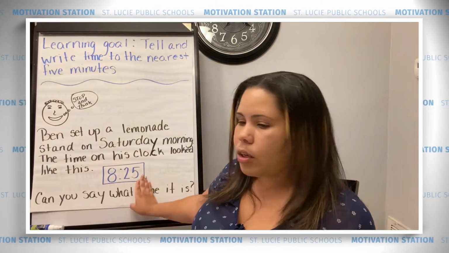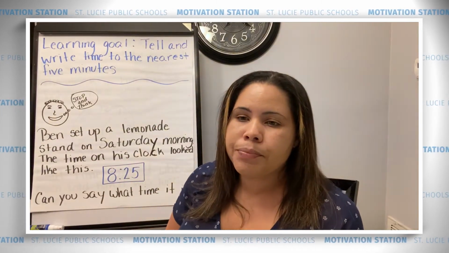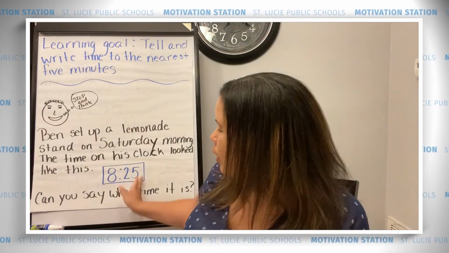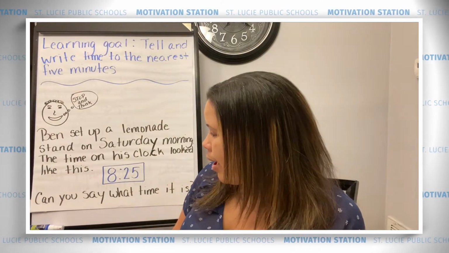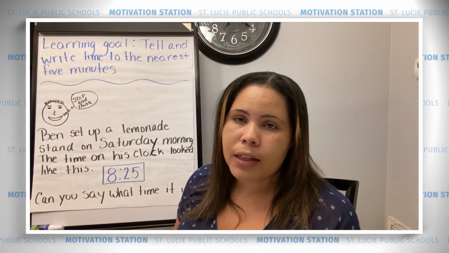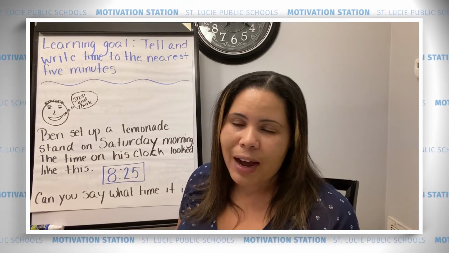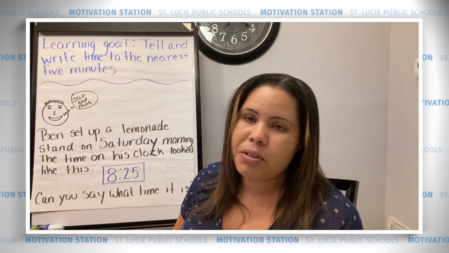So here's what our clock looked like. Can you say what time it is? So stop and think. We've got a digital clock here, and that's the one we see most often. And it's got some numbers. And if you're thinking that it is 8:25, you are correct. So he set up his lemonade stand at 8:25.